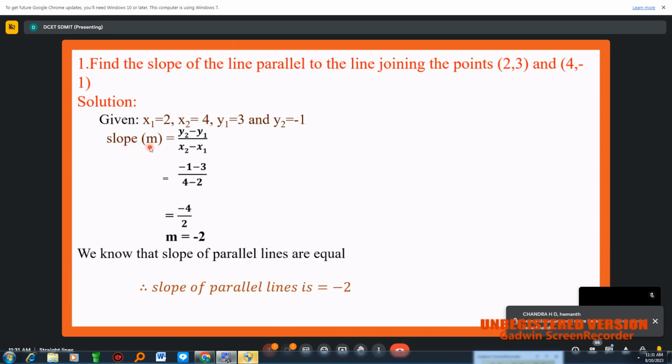Now slope is equal to y2 minus y1 divided by x2 minus x1. On substituting, we get minus 1 minus 3 divided by 4 minus 2. Minus 1 minus 3 is minus 4, divided by 4 minus 2, that is 2. Two twos are four, therefore the slope will be minus 2. From the note we know that the slope of parallel lines is equal. Therefore, the slope of the parallel line is the same, that is minus 2.